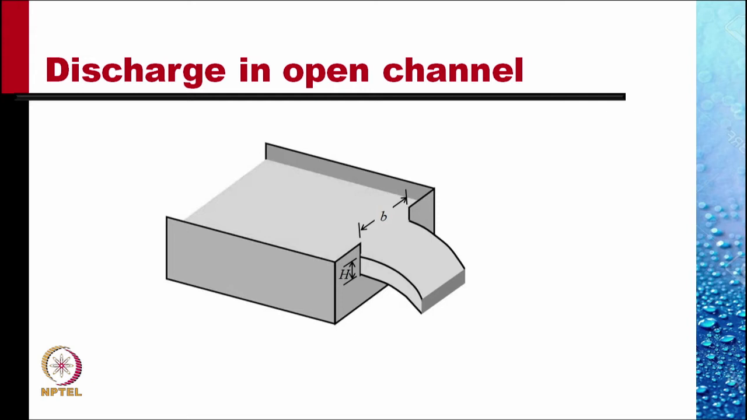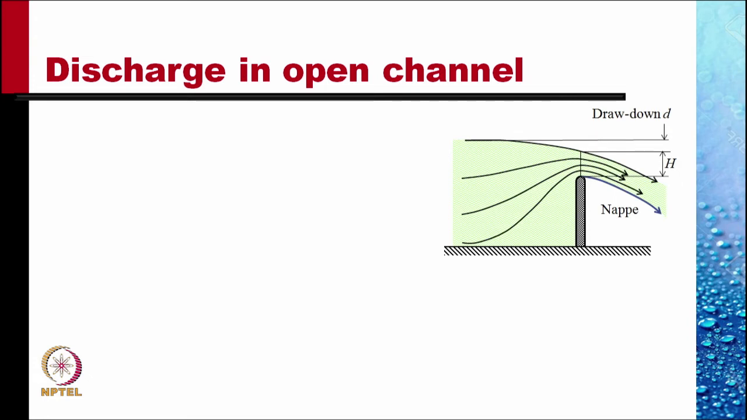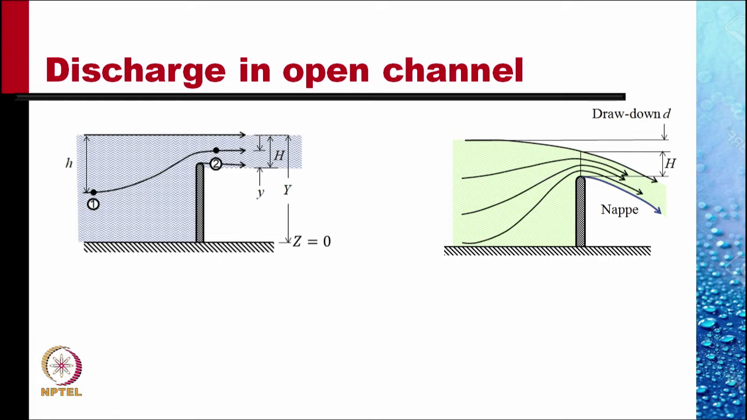We'll calculate the flow rate based on the values h and b. This is a typical picture of streamlines in such a flow. It would be quite complicated if we analyzed like this, so we make a model. Let us assume that there is no drawdown and the liquid is coming out as a jet which is horizontal.